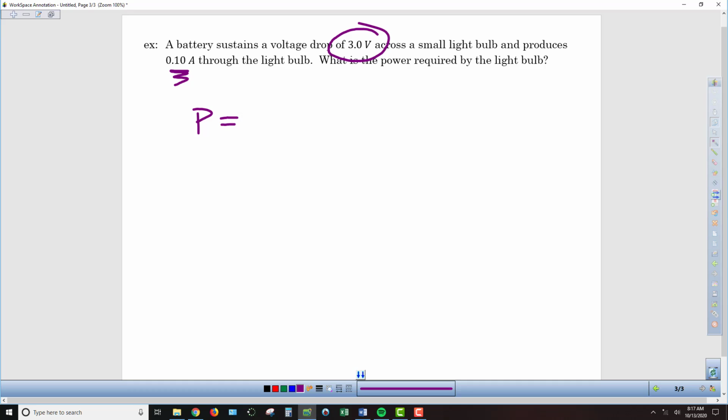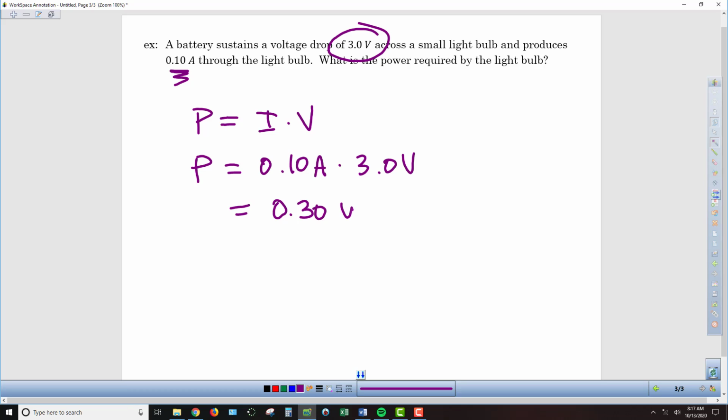So we have our power equals current times voltage, which we derived in the previous slide. So we're trying to solve for the power, given a current of 0.10 amps times a voltage of 3.0 volts. And so just through simple multiplication, we end up with a power of 0.30. Again, remember the units for power are watts.